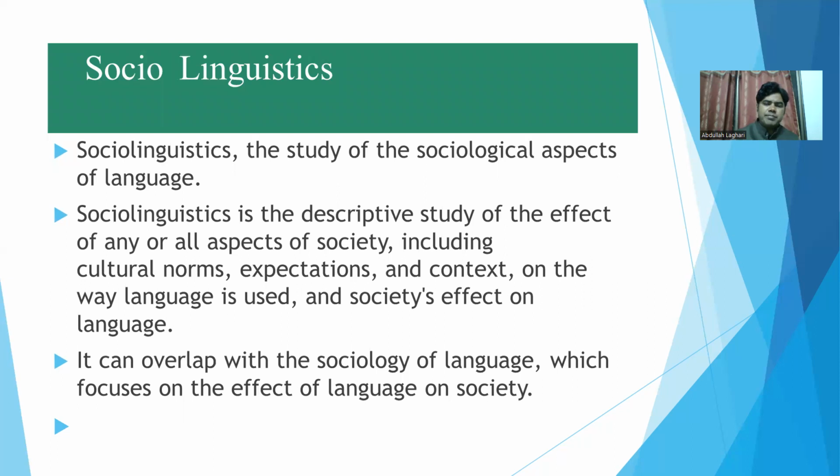Our next important area of applied linguistics is sociolinguistics. Socio is concerned with the society. Linguistics is the study of language. So it is the study of sociological aspects of language. Sociolinguistics is the descriptive study of the effect of any or all aspects of society, including cultural norms, expectations, context, on the way language is used, and society's effect on language.